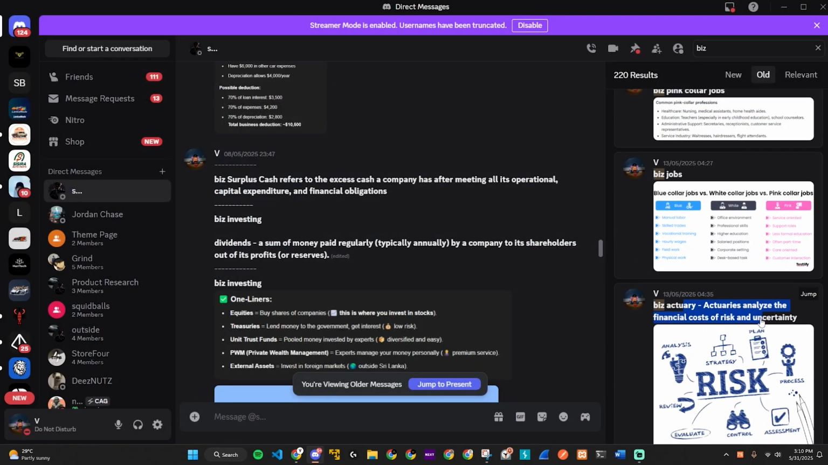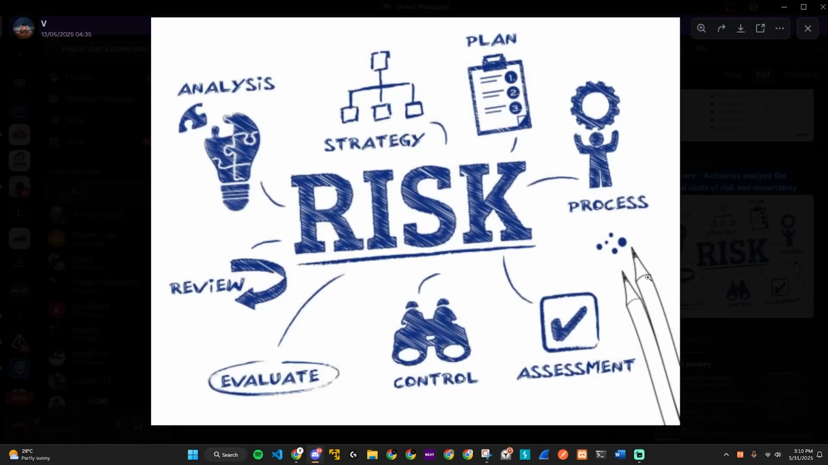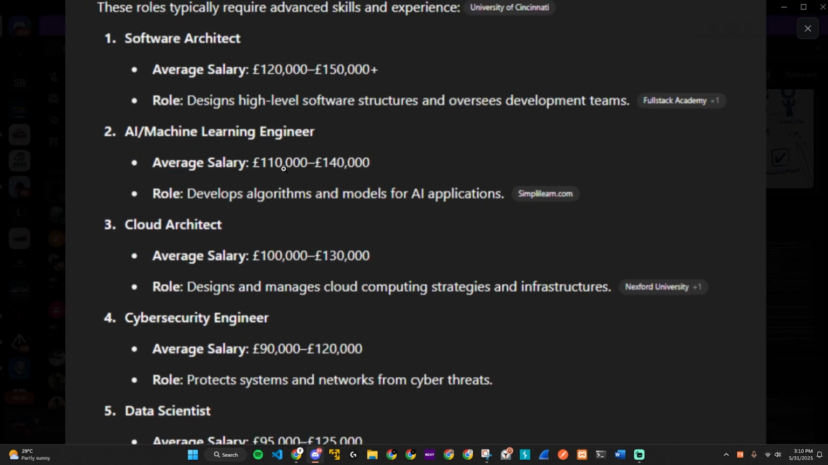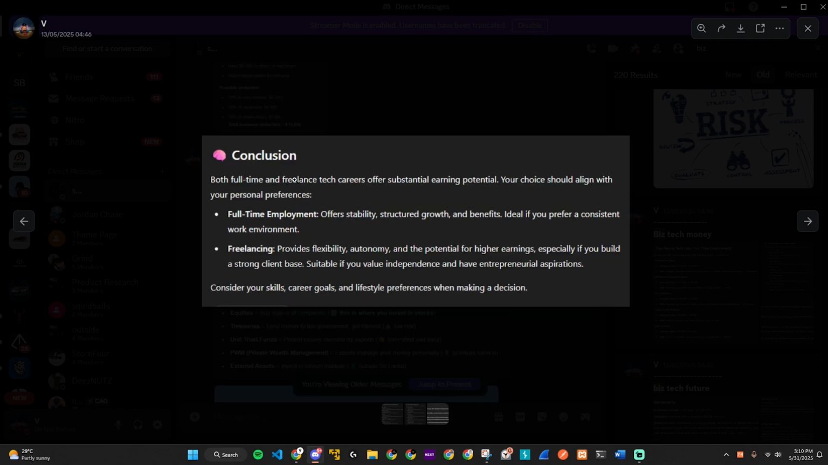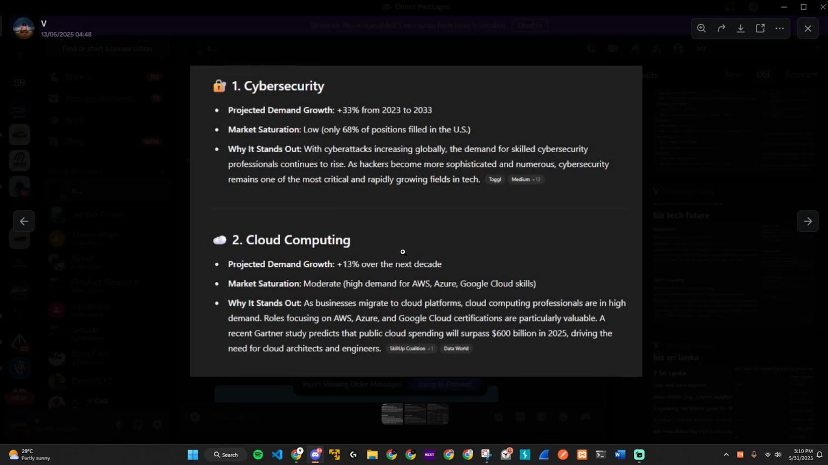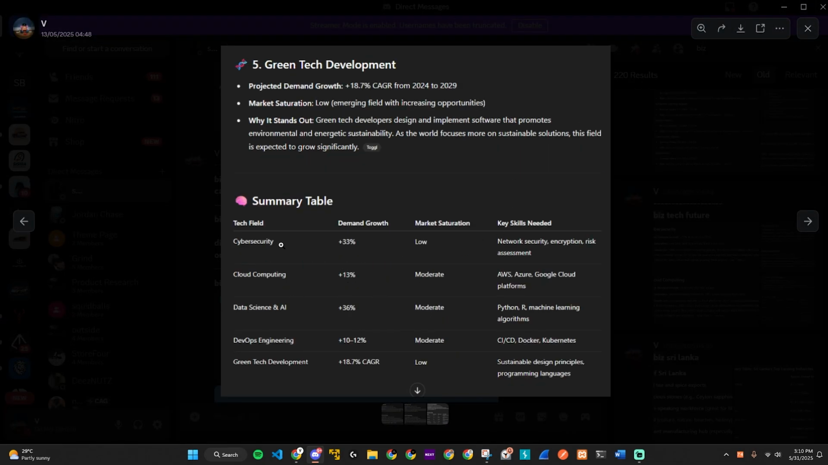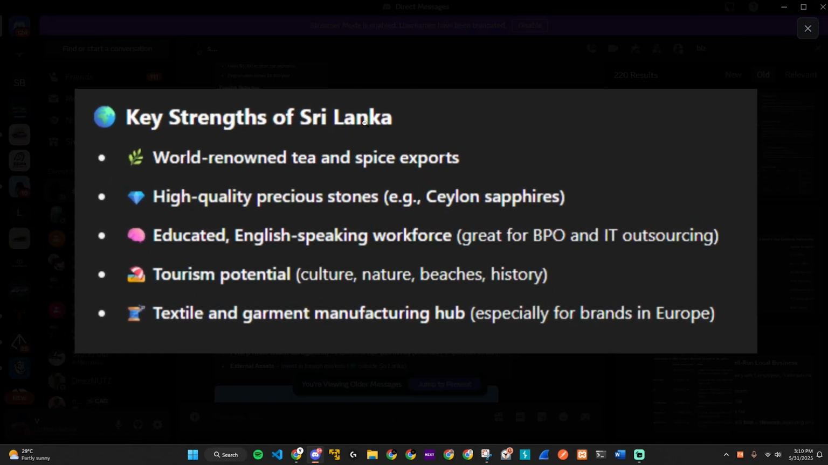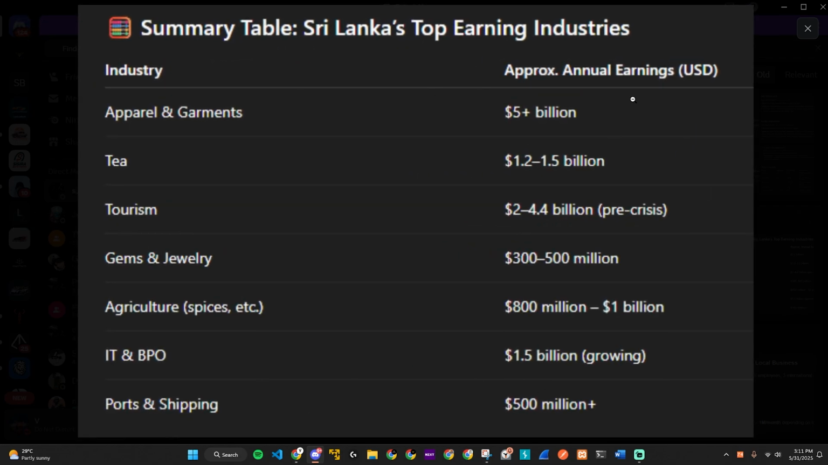Actuaries analyze the financial cost of risk and uncertainty, as you can see. And tech money, this is if you want to take a look at this. Tech future, if you want to take a look at that as well. If you want to see the strengths of Sri Lanka, tea and spice exports, high quality precious gemstones, BPO and outsourcing, tourism, textile and garment manufacturing, as you can see.